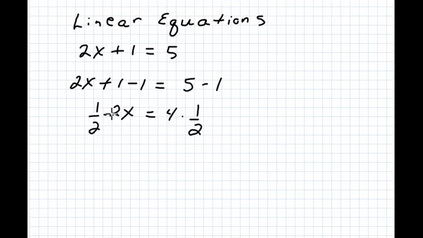And a half times 2 is 1. And so we're left with x is equal to, and then we have 4 times a half is just 2. Right? So our solution is x is equal to 2. So we started with an equation and we basically ended with another equation. But it turns out that this is also a solution, x is equal to 2.